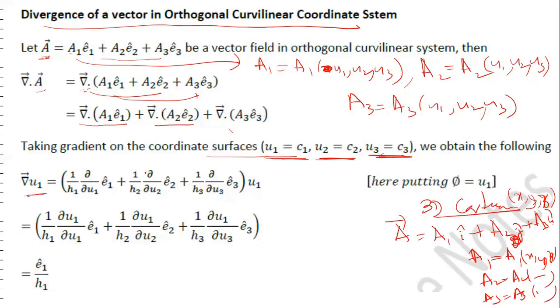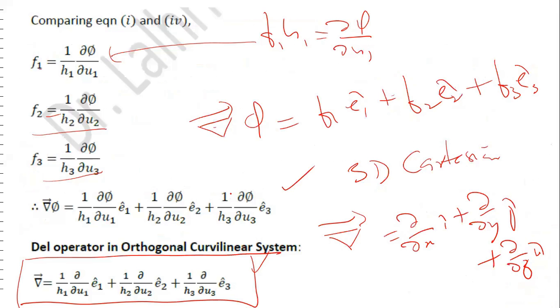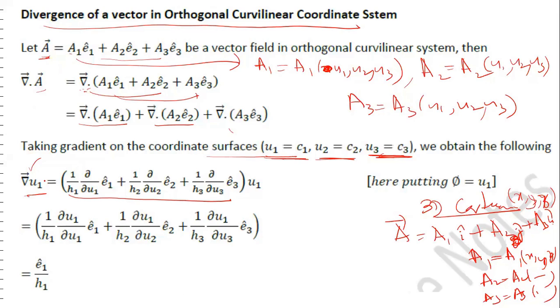Grad u1, you know that the del operator in this case is this. So just use the del operator here on u1. If you operate on this, del u1 upon del u1 is 1, and in the second term, del u1 upon del u2 will be 0.